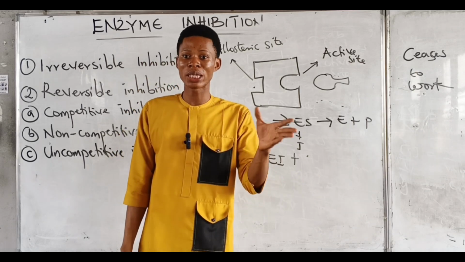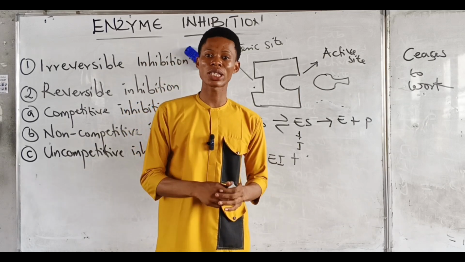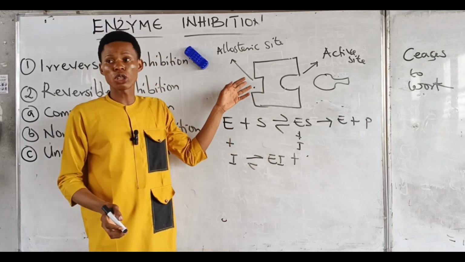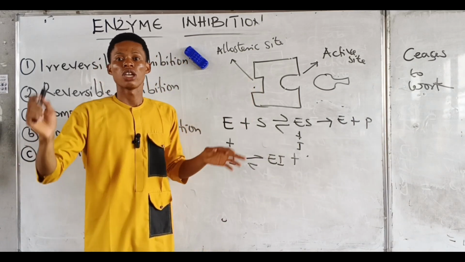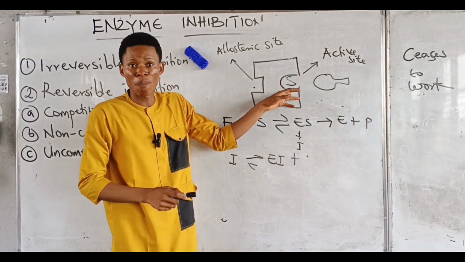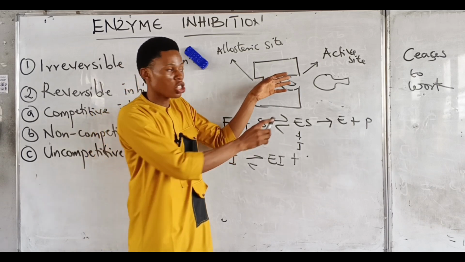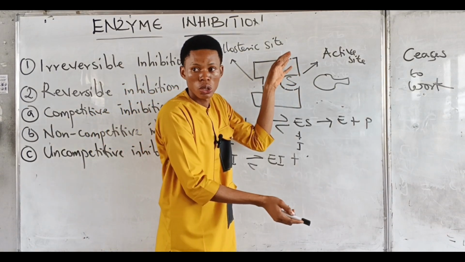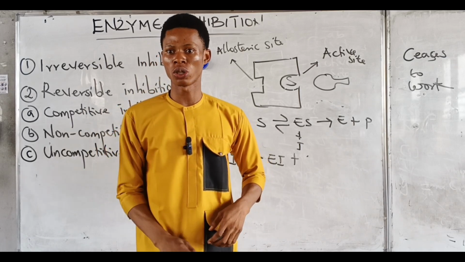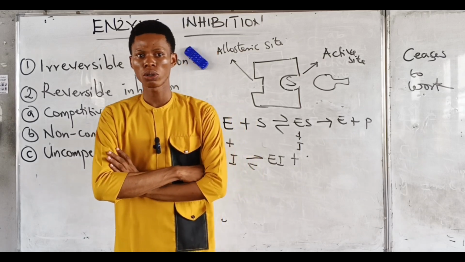But in non-competitive, the inhibitor is binding at the allosteric site as well. So if the enzyme is free, the allosteric site is still free. Inhibitor can bind. If the substrate is already here to form the enzyme substrate complex, this place is still free. Inhibitor can still bind and change the shape. Substrate falls out. Now let me ask, increasing the substrate concentration in non-competitive inhibition, can it remove the inhibitor?